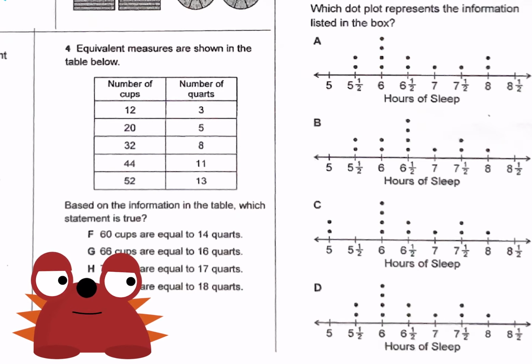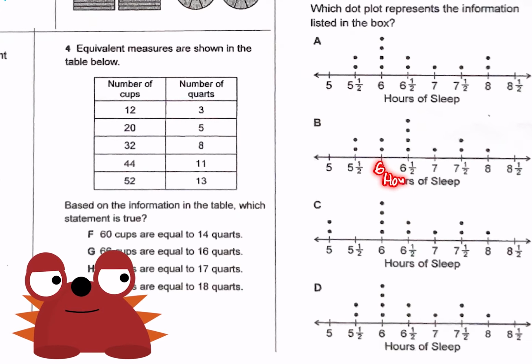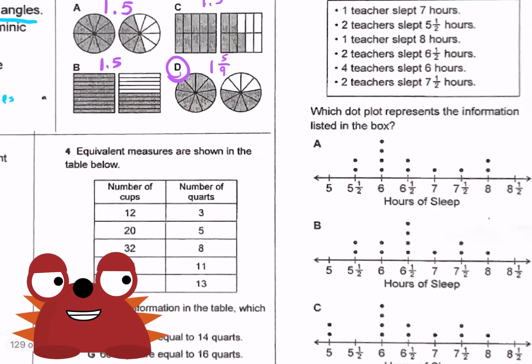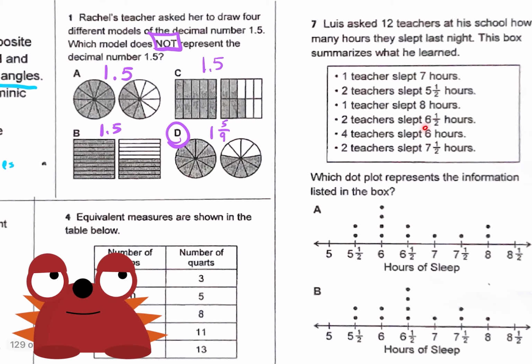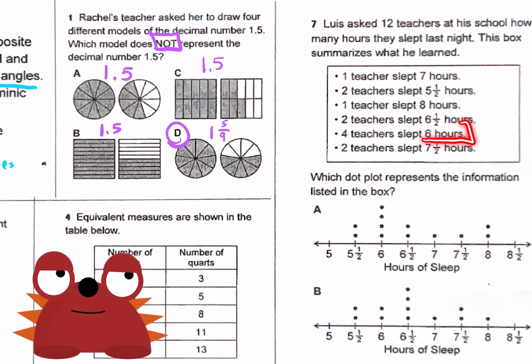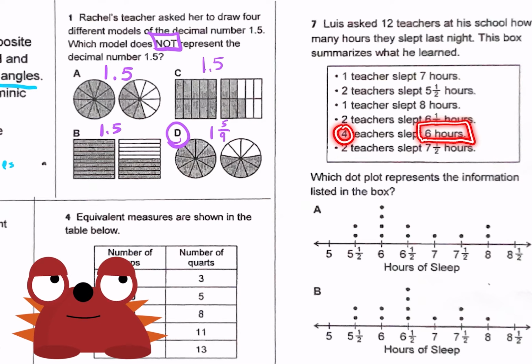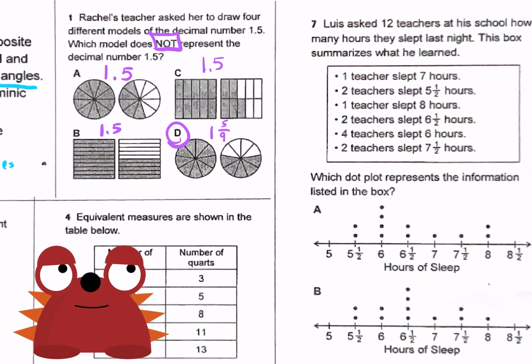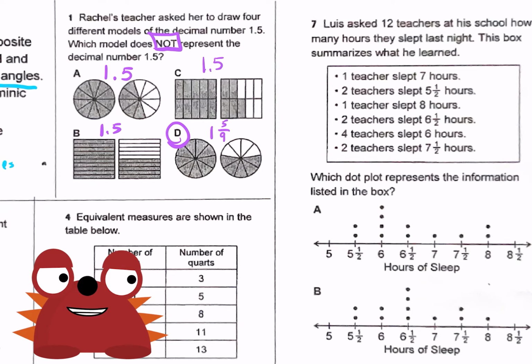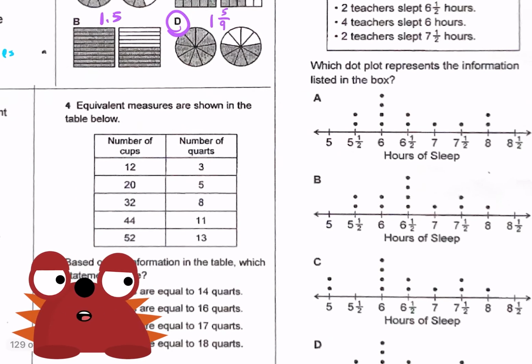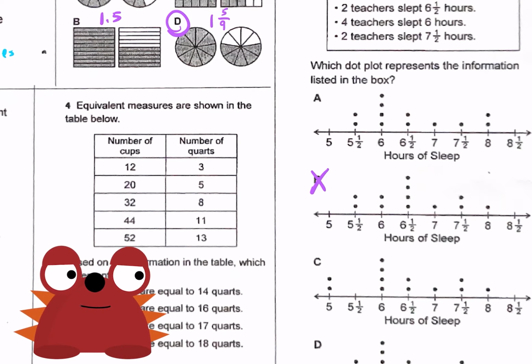So something is not right. Here it says 6 hours. So let's go over here to 6 hours. And for 6 hours, I see 4 teachers. So that means there should be 4 dots. 1, 2, 3, 4. So that means that B is definitely not the answer because we should have 4 dots.